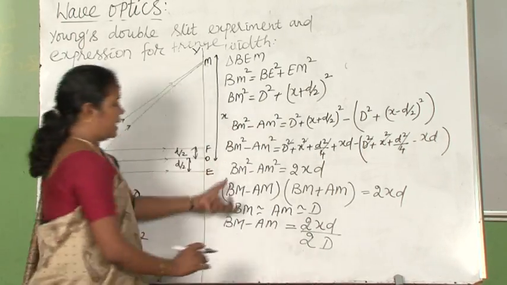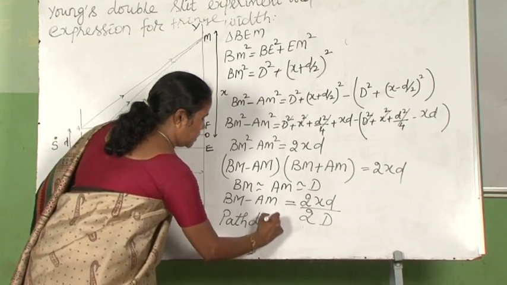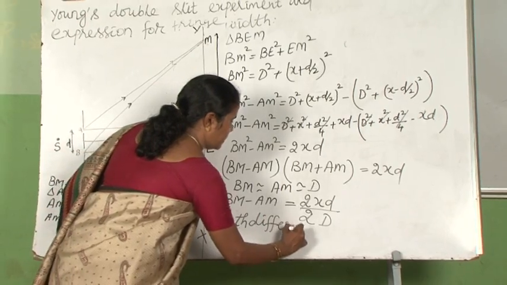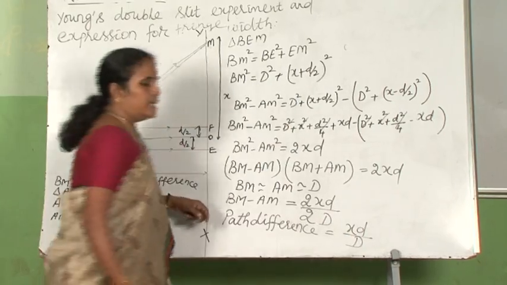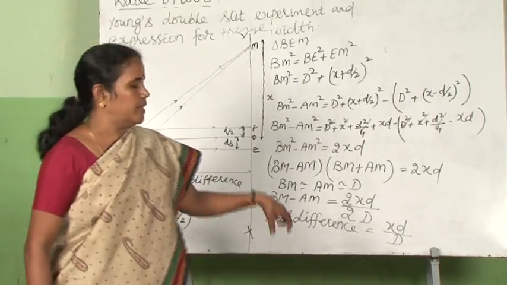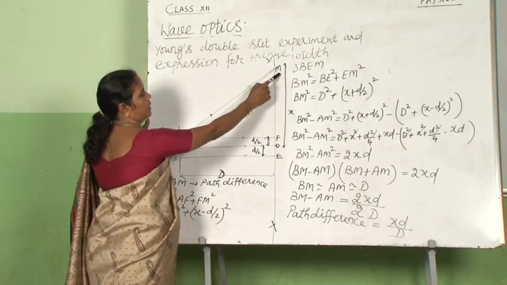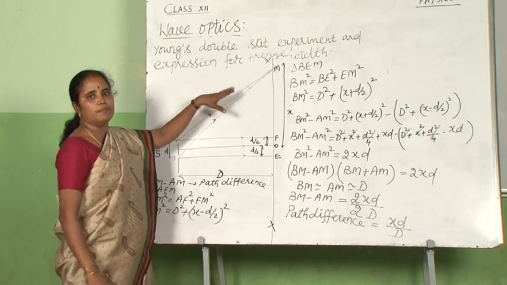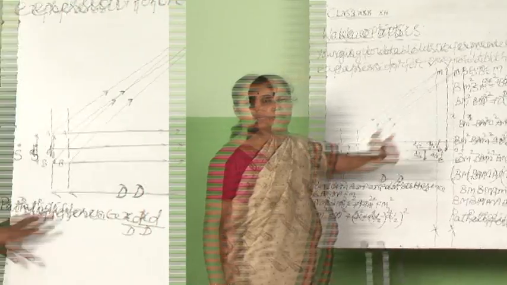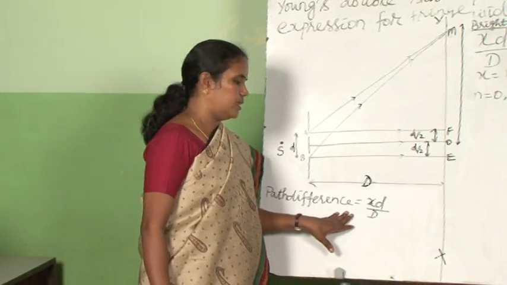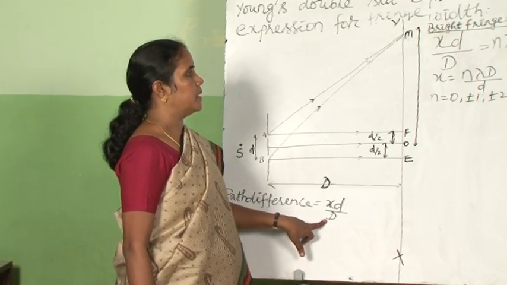So, this BM minus AM is nothing but the path difference. So, this path difference is equal to xd by D. Depending on the path difference condition, this point M on the screen can be a maximum intensity point or a minimum intensity point. Now, we have derived the expression for the path difference, x small d by capital D.